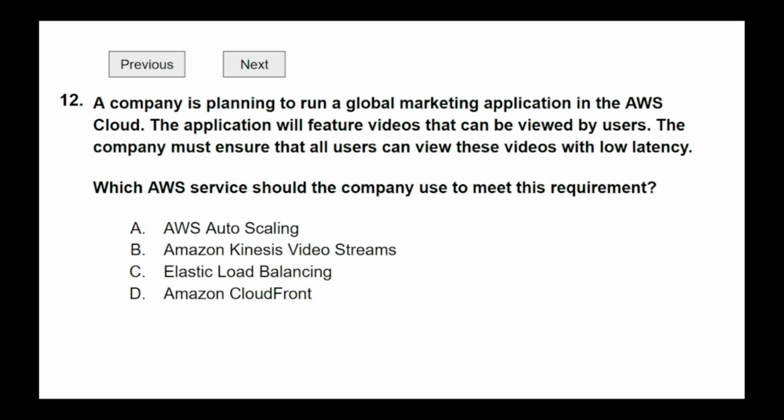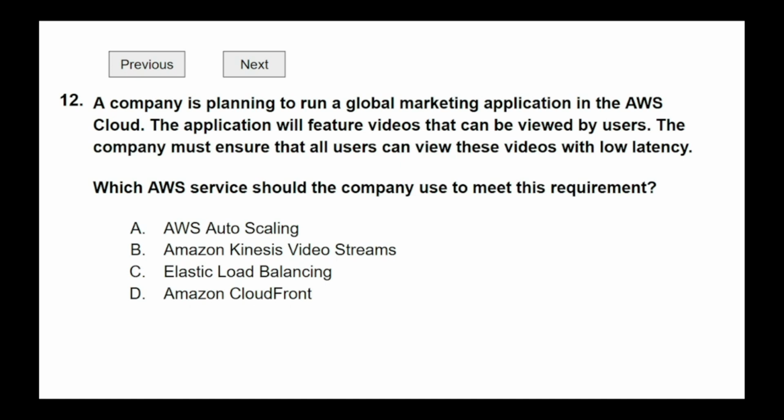Amazon Kinesis video streams, that's an AWS managed service that you can use to stream live video from your devices to AWS. The Kinesis video streams can also be used in building apps for real-time video streaming. A load balancer distributes incoming application traffic across multiple EC2 instances across multiple availability zones. Load balancers will detect unhealthy instances and route traffic only to healthy instances.